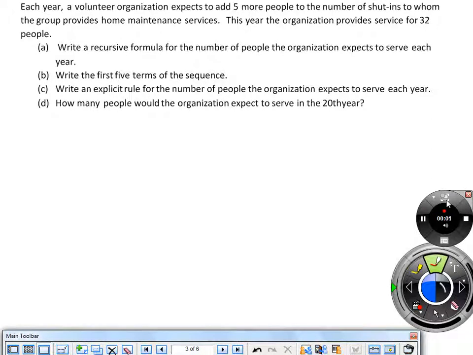So I see here that 5 more people each year is what's happening, and right now they provide service to 32 people. So for part A, to write a recursive rule, we basically expect every term of the sequence to come about by taking the previous term, remember that we call that a sub n minus 1, and adding 5 to it because they expect an increase of 5 every year.